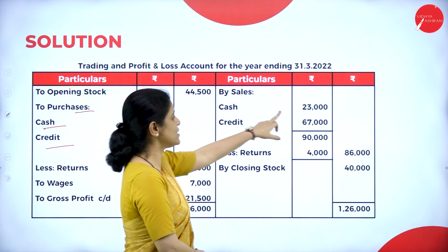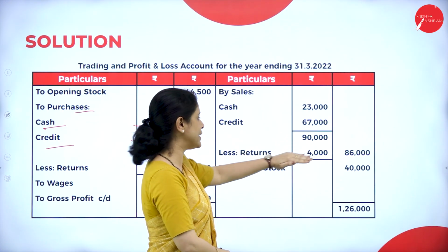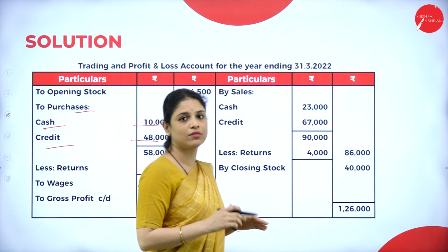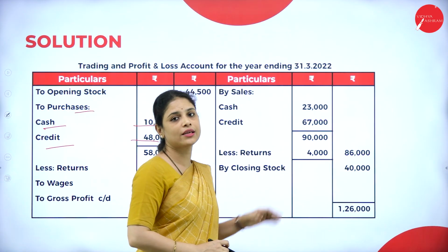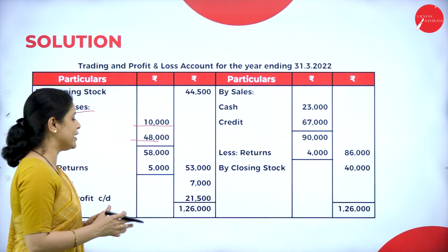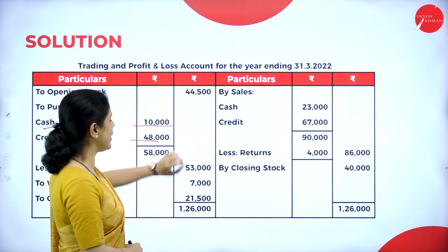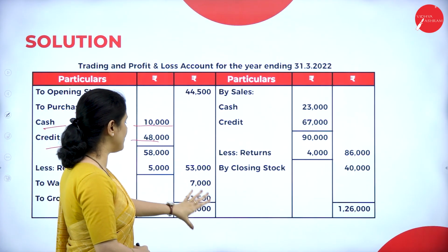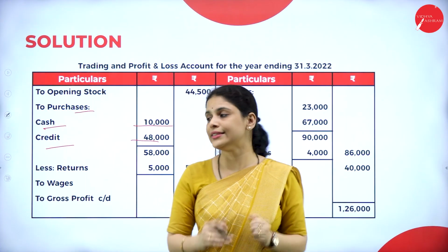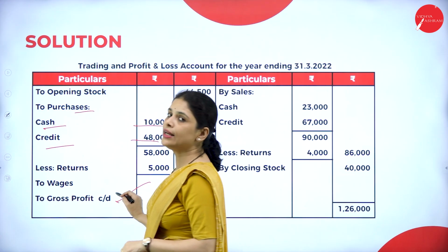Here sales, cash sale is 23,000, credit sale is 67,000. Total is 90,000. From that we will deduct the returns, that is 4,000. 86,000 will be net sale. Next, closing stock is given in the problem. How much is that? 40,000. So total will be 1,26,000. So here when we deduct 44,500, 53,000 and 7,000 from 1,26,000, we will get 21,500. That is the gross profit. So what we will write? To gross profit carried on.